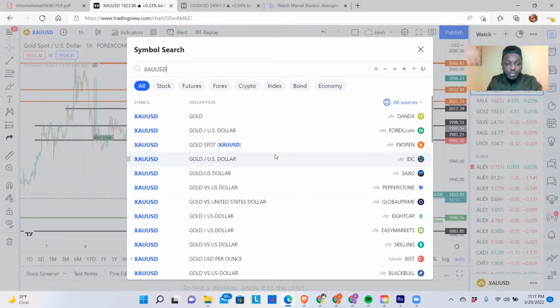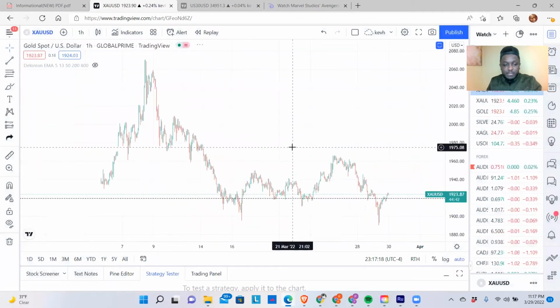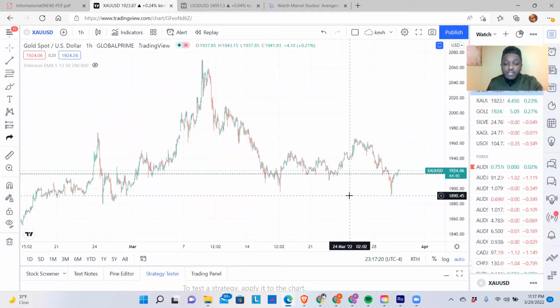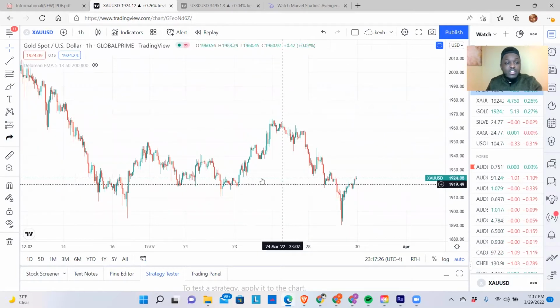I know I have all those lines in there. Let's see. This one should be clean. Okay, so this is a clean chart, and I just want us to go through the whole process together. So this is on the 1 hour time frame.